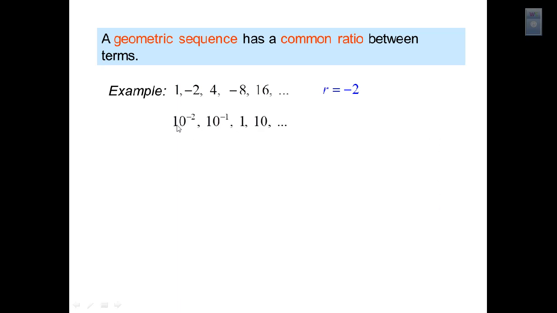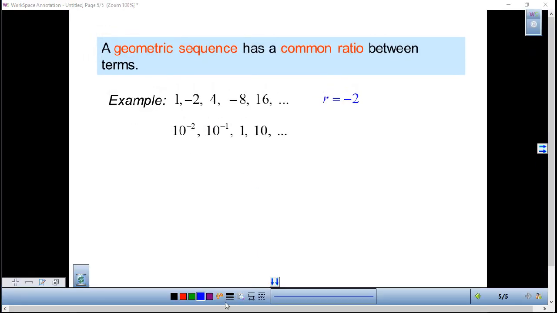All right, and this one we get 10 to the negative 2, 10 to the negative 1, 1, 10, etc. Same thing here. We can find the common ratio by dividing. So let's use the 10 to the negative 1 divided by the 10 to the negative 2. Now you can do this and simplify by moving them and changing the signs of the powers, but it's easier just to go ahead and subtract.